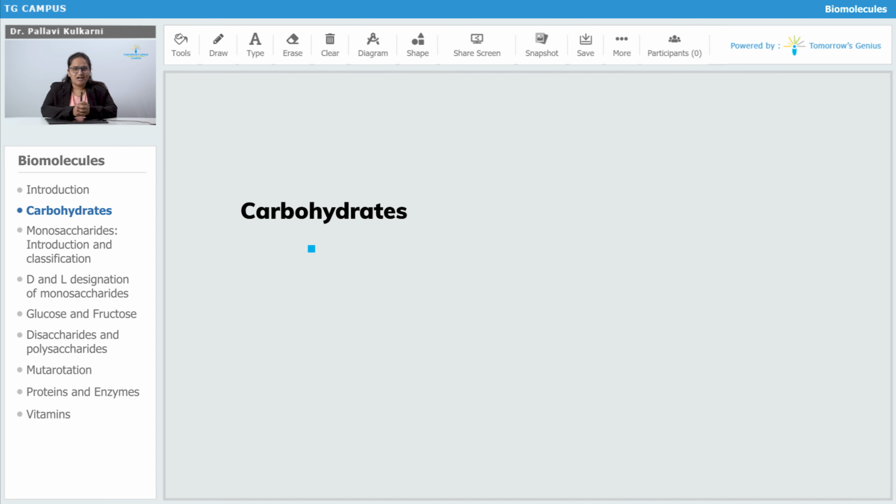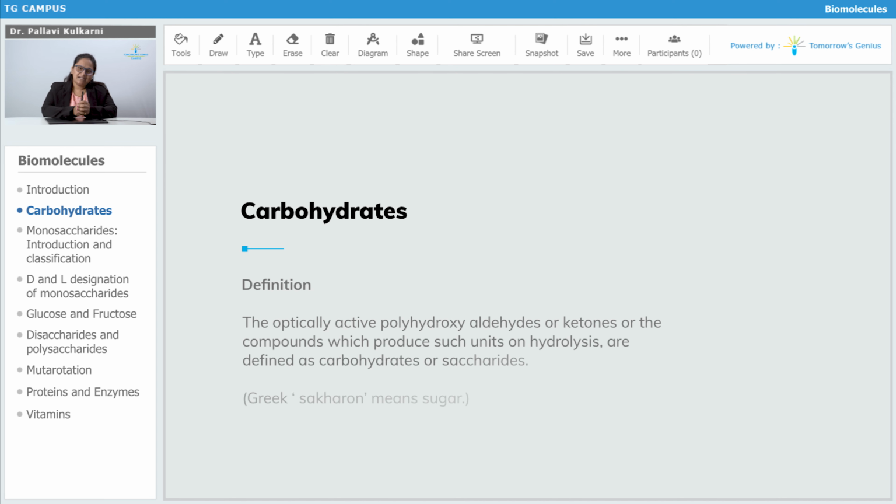Let us see the definition of the carbohydrates. Carbohydrates are optically active chemical compounds, obviously, which can be aldehydes, which can be ketones, or which can be the compounds which on hydrolysis will give the aldehyde or ketone functional group in this. All these compounds are called as carbohydrates. Carbohydrates are also called as saccharides or sugars because they are very sweet. The word saccharon is a Greek word and its meaning is sugar.